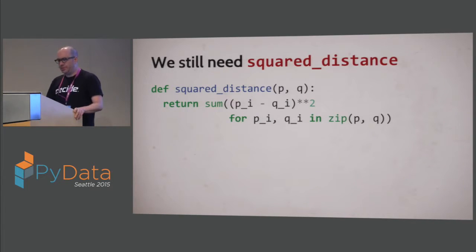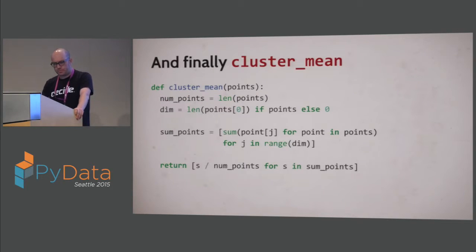So that's a more functional way of writing closest index. Squared distance is very simple. It's just summing up the squared differences of the elements. And cluster mean is also pretty simple. We basically do the index-wise sums and divide by the number of points.